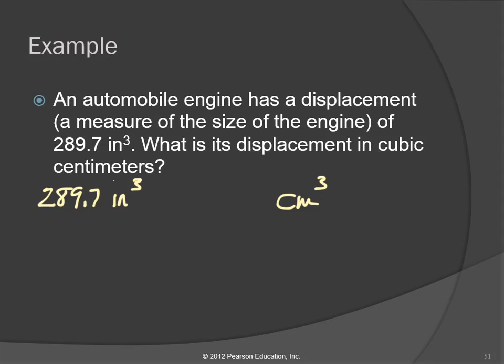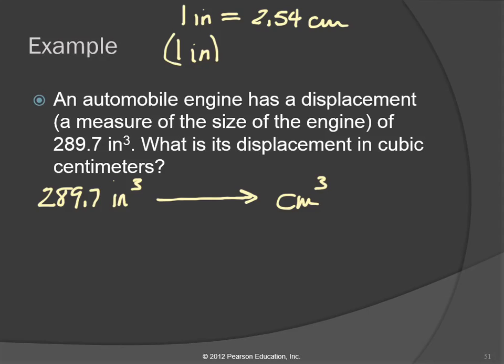To figure out the path, ignore the power at first. Do we know a relationship between inches and centimeters? Yeah, we do. We know that 1 inch equals 2.54 centimeters. So that means we can do this in one step. Because look what happens to this. If I take this side and cube it, that must be equal to the other side cubed.